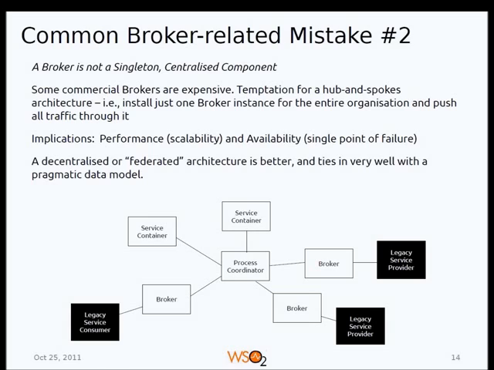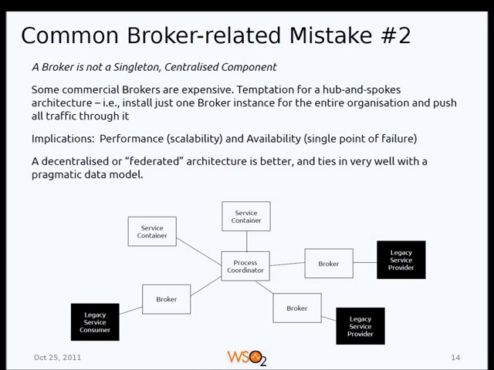There are implications, right? There is a performance problem because this becomes a bottleneck. All traffic is going through a single node. There is a performance bottleneck, so that impacts your scalability. This is also a single point of failure. So if your broker now goes down, your entire operation grinds to a halt. So availability is also impacted. What you should be using the broker as is a federated broker in a decentralized model.